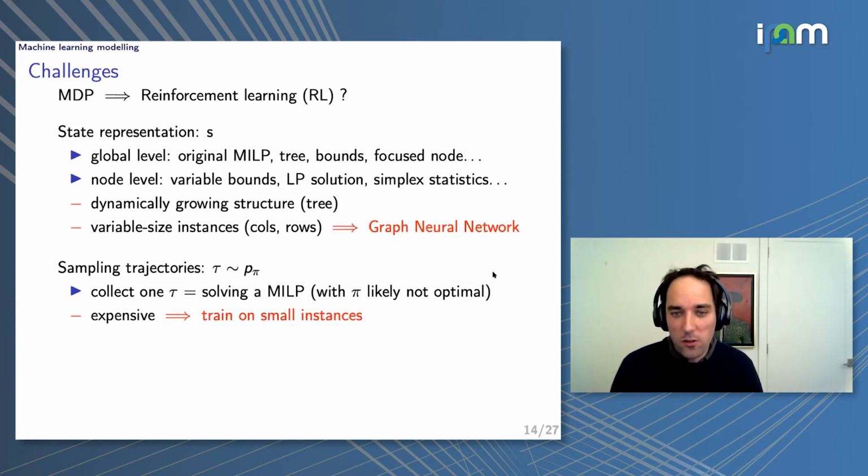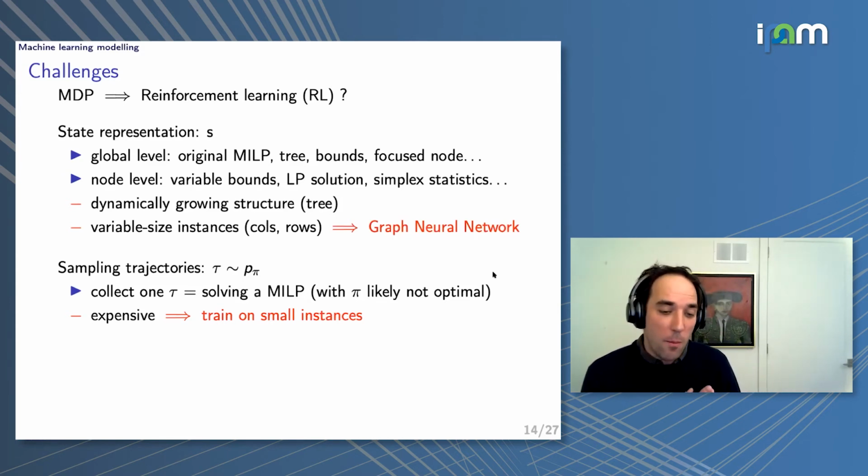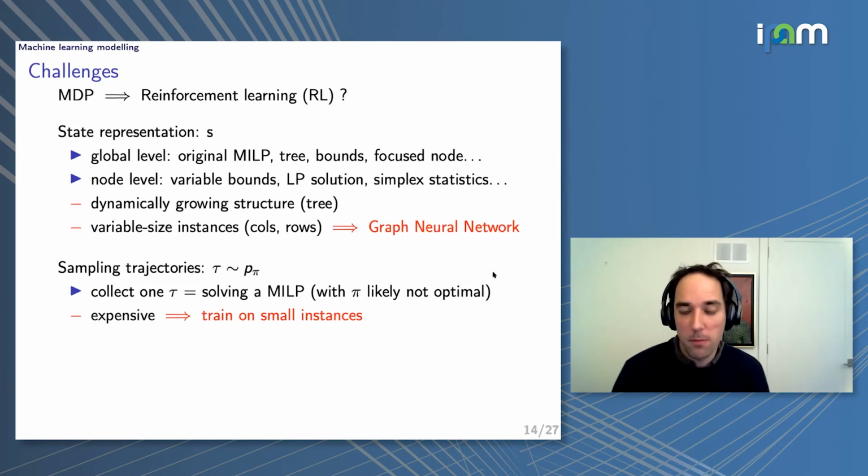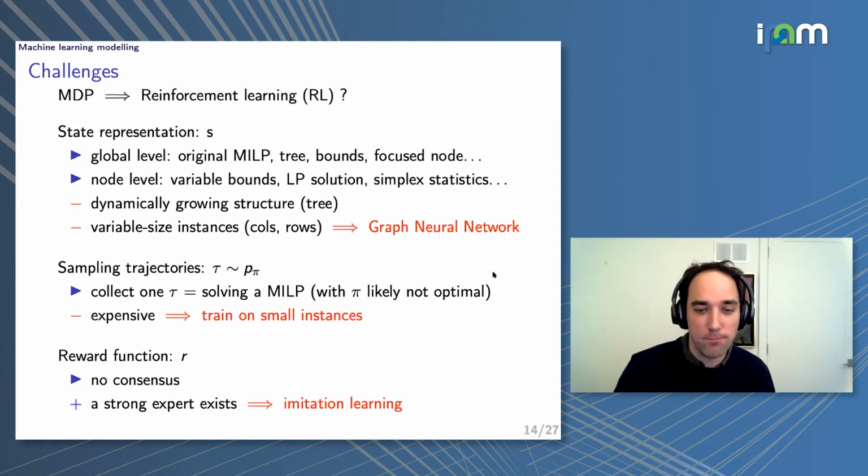So what we do here is we're going to train on small instances, but we'll show later in the experimental results that thanks to the graph neural network, even though we train on small instances, we can actually generalize to larger instances of the same family.